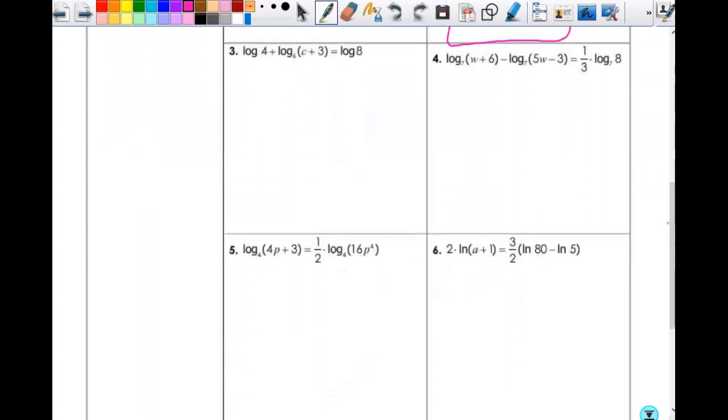All right, number 3. So we have log of 4 plus log base 6 of c plus 3 equals log of 8. So I'm supposed to condense first and get 1 log on each side. Can I condense on the left-hand side? No, because those bases don't match, right? If I moved it over and condensed on the right side, okay, great, but then I still don't have bases that match, and so I'm not going to be able to do anything with it, right?